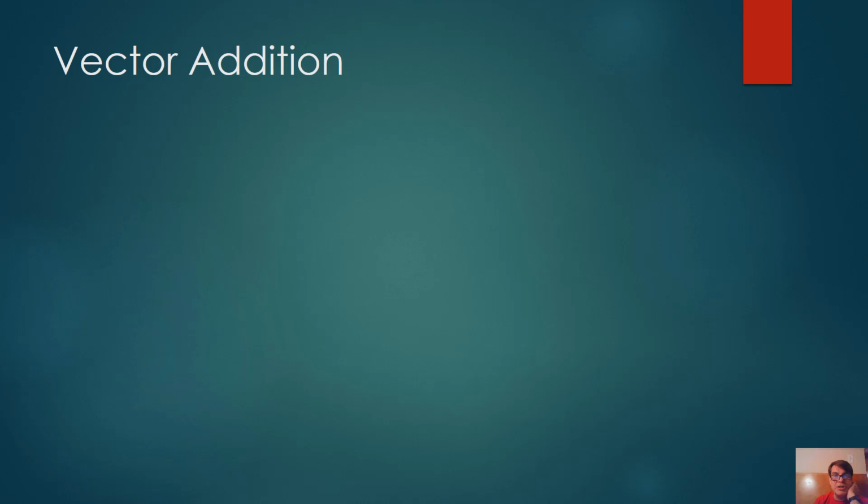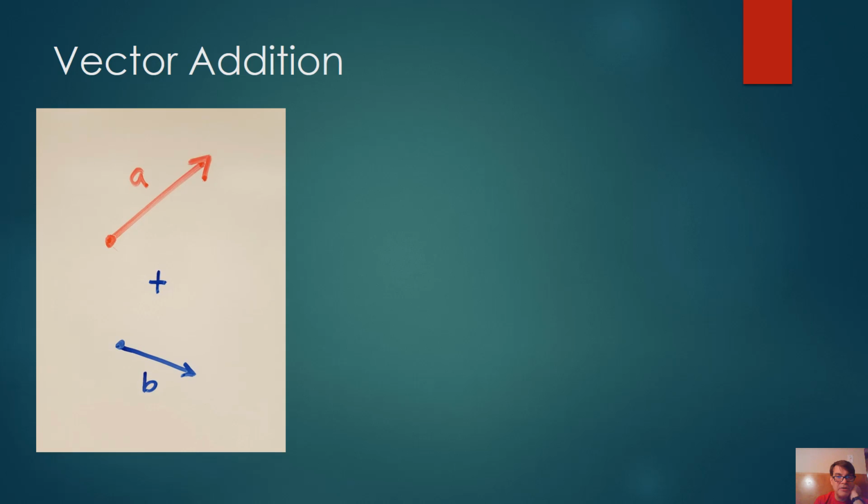Okay, well let's dig into vector addition. So what is vector addition like? Let's say we have two vectors. We have vector A, which is going like that, and vector B that's going like that. How do we add them? Well, the way to add them is you put the tail of one at the end of the other.